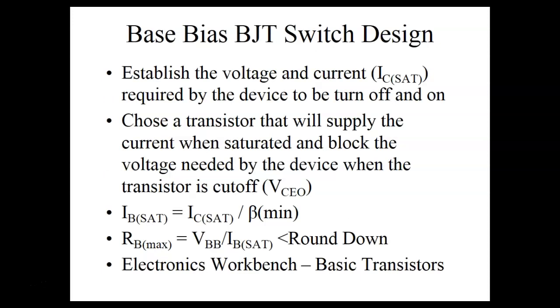So, to design a saturated switch, and this is not in the textbook: establish the voltage and current that's required by the device to be turned on and off. We'll call this IC sat. What we're going to do is saturate the transistor to turn it on, and to cut it off, we're going to cut off the transistor. Choose a transistor that will supply the current and saturate it, and block the voltage needed by the device when the transistor is cut off.